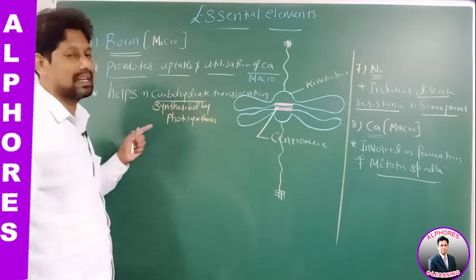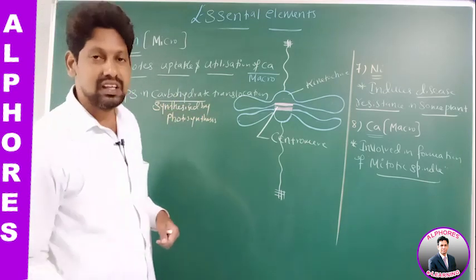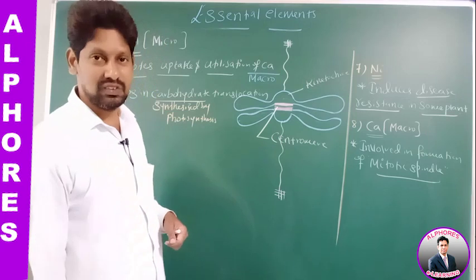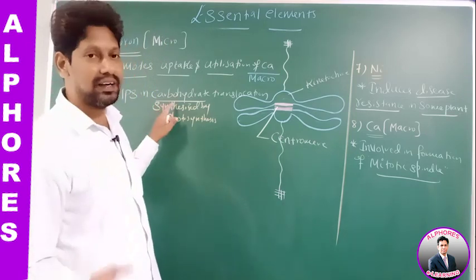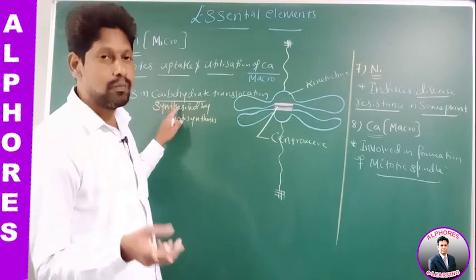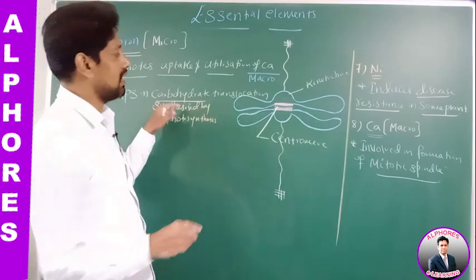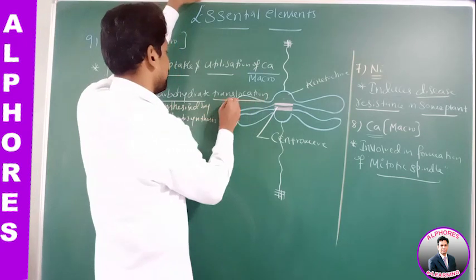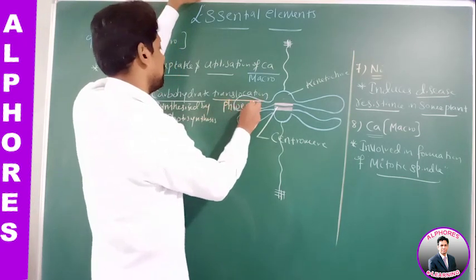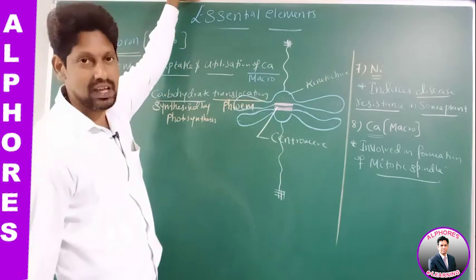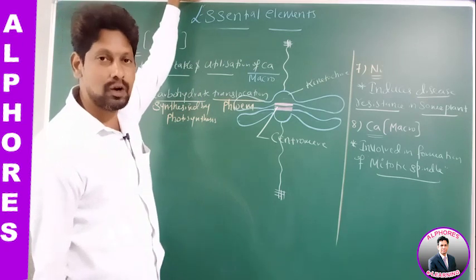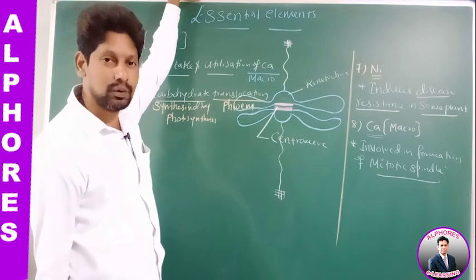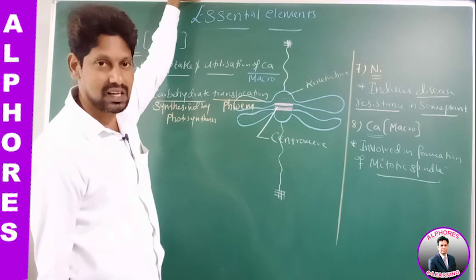Photosynthesis process. Where? In the leaf. In green plants, inside the leaf, by photosynthesis process, carbohydrates are synthesized. These carbohydrates synthesized in the leaf move to different parts of the plant through what? Phloem. Similarly, water and minerals absorbed by root are distributed to different parts of the plant through what? Xylem.